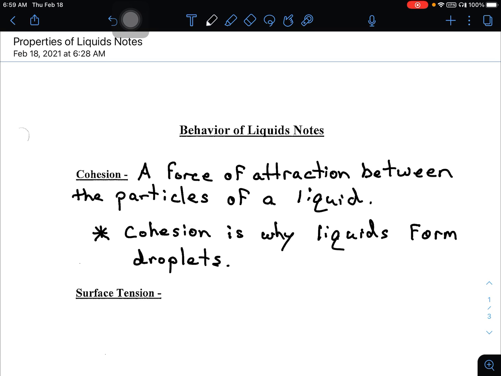But anyhow, cohesion is this property that liquid particles, all liquids, attract to one another. They're not like gases where they're independent. They still kind of hold each other.